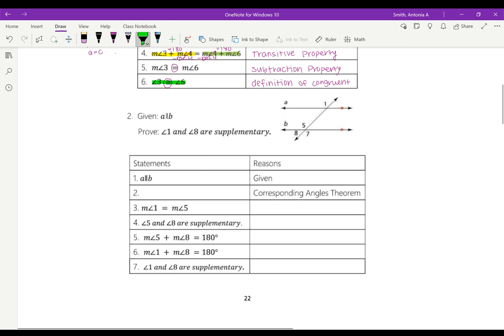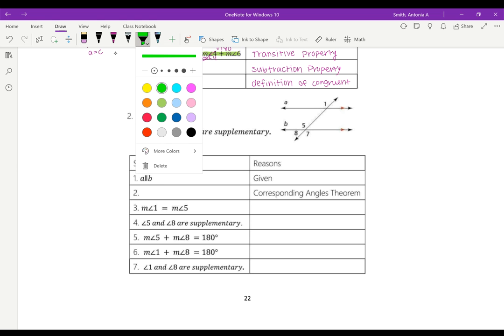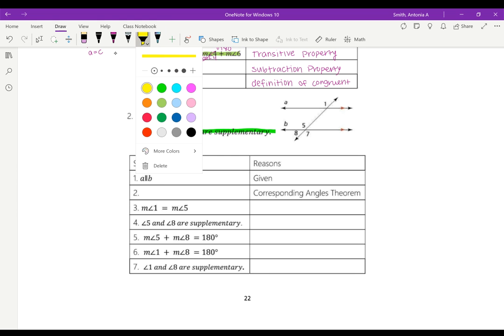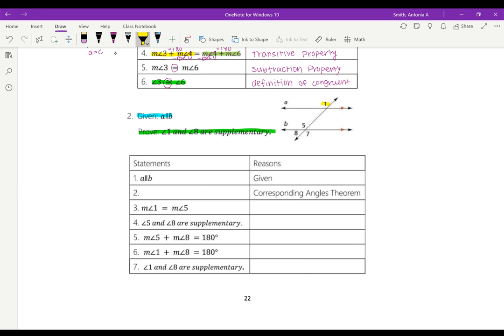Number 2, we are given the information that A is parallel to B. So you have two lines that are parallel. They want us to prove that angle 1 and 8 are supplementary. Okay, well, in this picture here, here's angle 1 and here's angle 8. These two angles don't necessarily have a relationship that we name. We don't have a name for those kinds of angles, but we do know some relationships between some of the other angles in this picture, and we're going to use those in this proof.